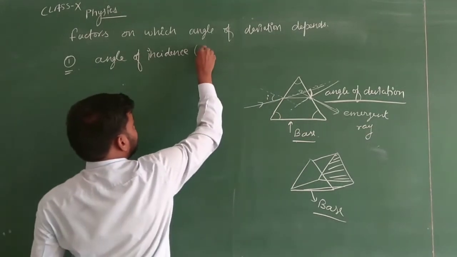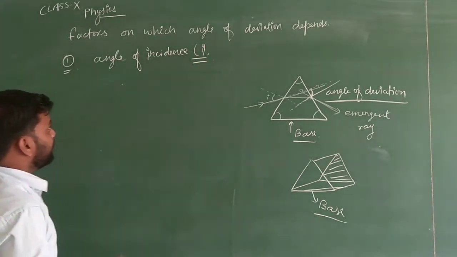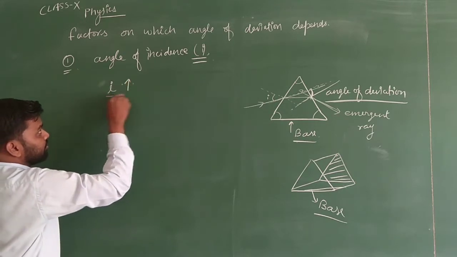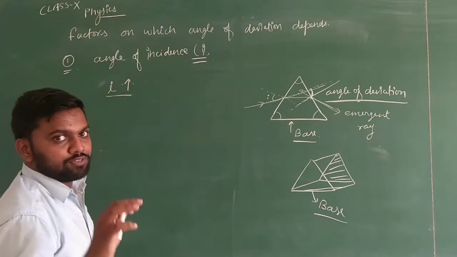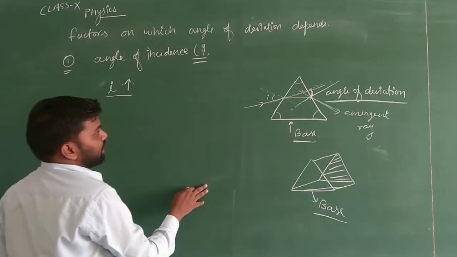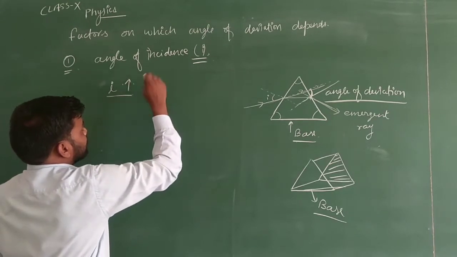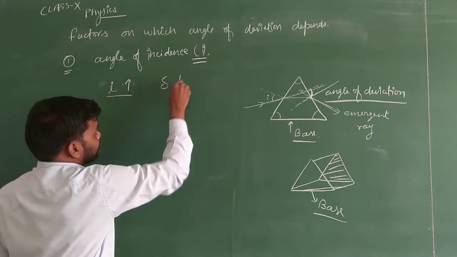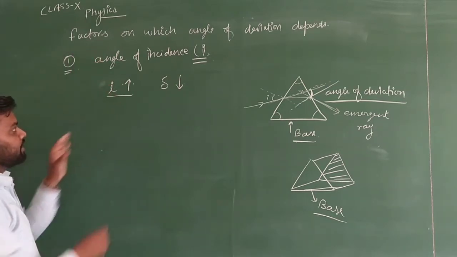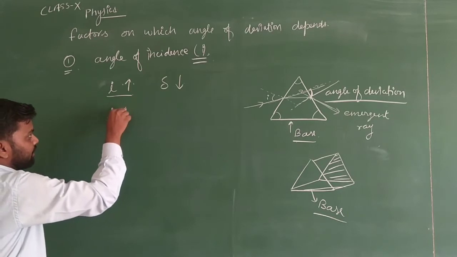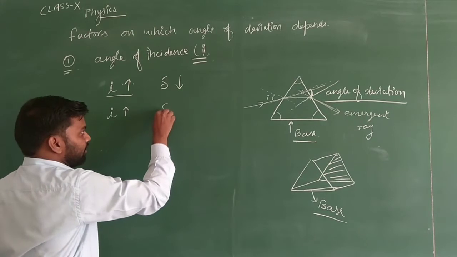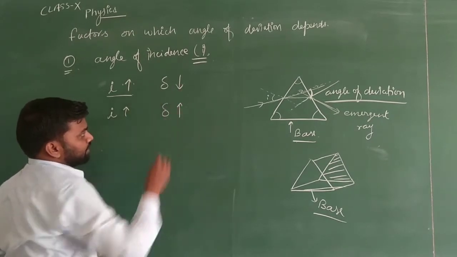So what will happen in this particular case? If we increase the angle of incidence up to a certain value, then up to that value the angle of deviation will start decreasing. But if we increase the angle of incidence further, suppose we extend it more, then after that the angle of deviation will start increasing.